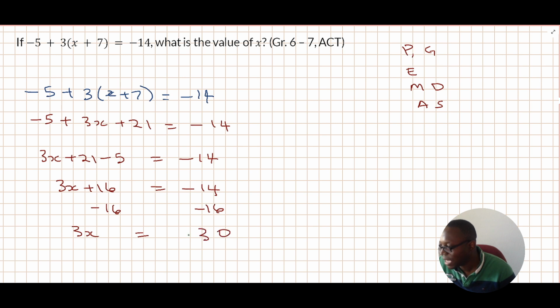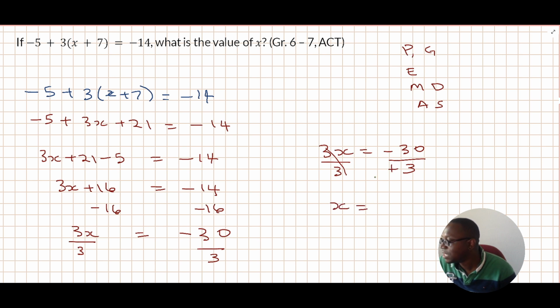You get 30, and here we keep the sign. So now we have 3 multiplied by x. The opposite of that is to divide by 3. So we divide both sides by 3. So 3x over 3 is equal to negative 30 over 3. So therefore, this divides out. We have x equal to.